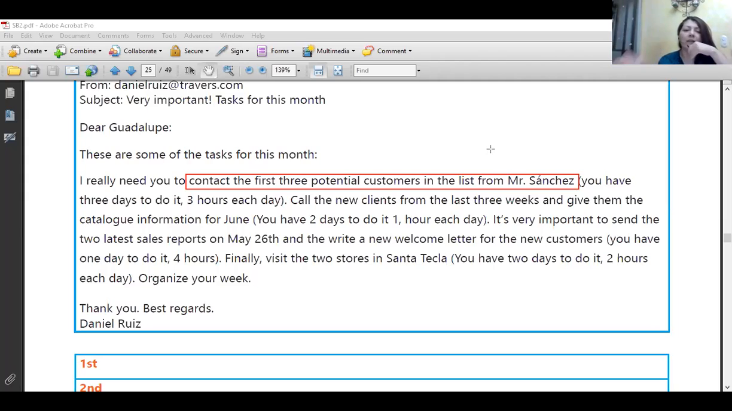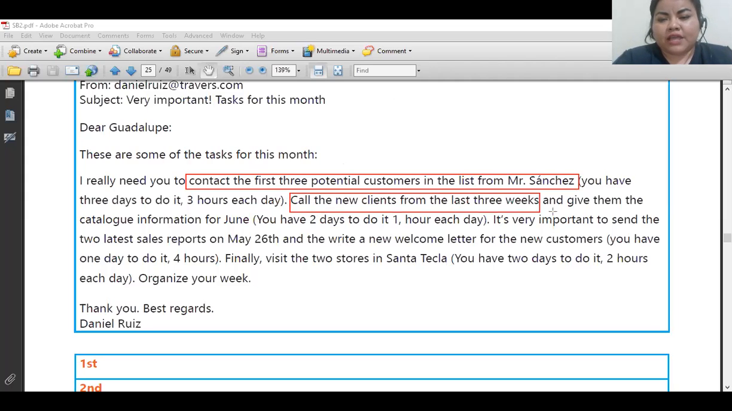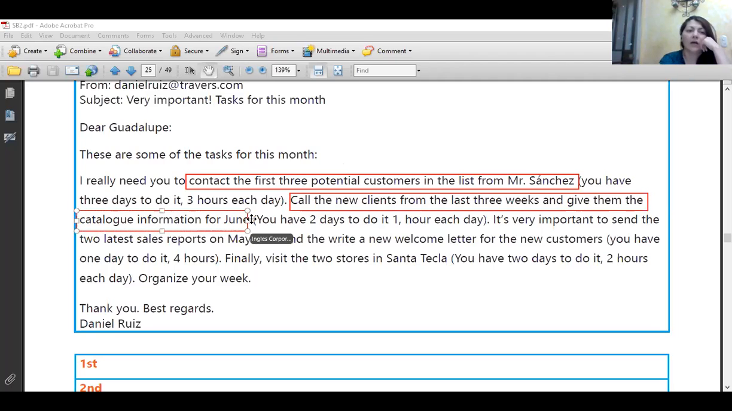The second is: call the new clients from the last 3 weeks and give them the catalog for June. Okay, very good. So we have the second one: call the new clients from the last 3 weeks and give them the catalog for June. Catalog. Repeat. Yes, very good.